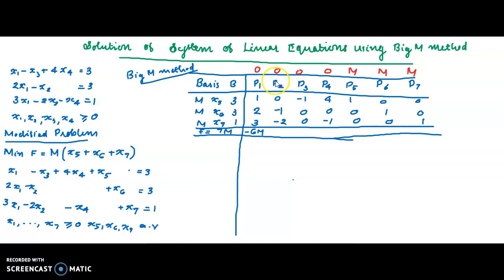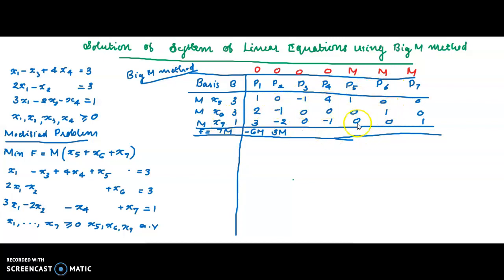Net evaluation. Then 0, say M into 0, M into minus 1, M into minus 2. So its opposite sign is 0 minus of that. Then that will be 3M. M into minus 1 with a minus sign coming gives M, this is 2M, M plus 2M is 3M. Then corresponding to P3, 0 minus of M into minus 1.